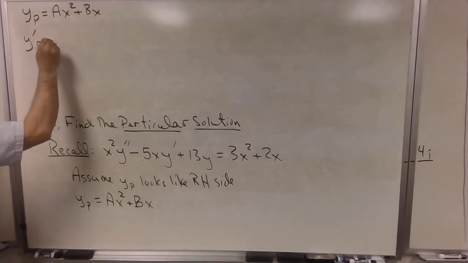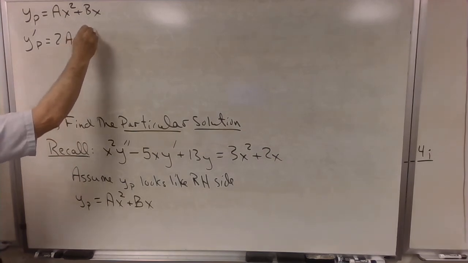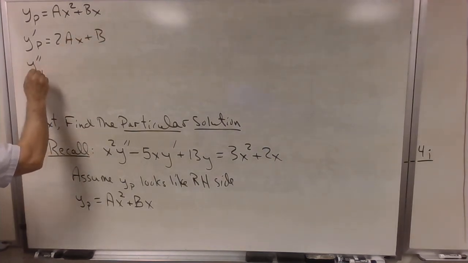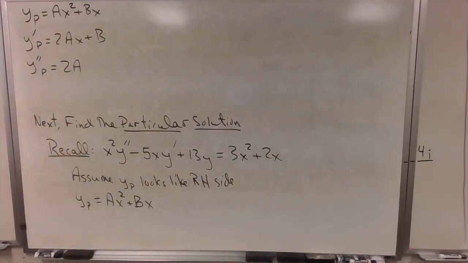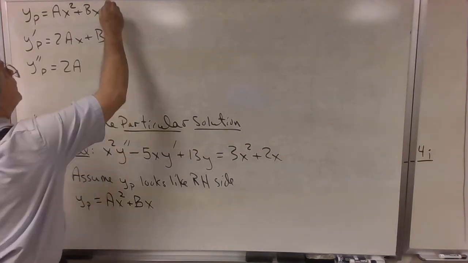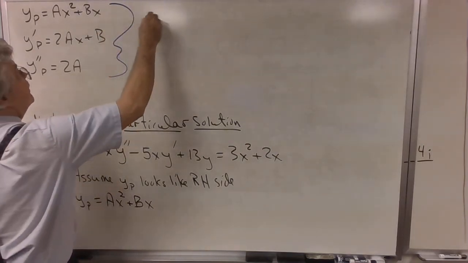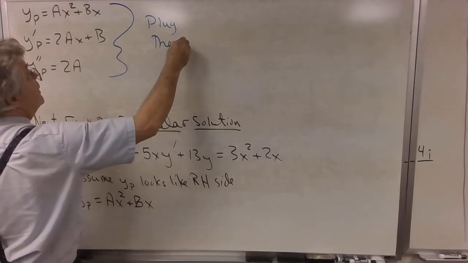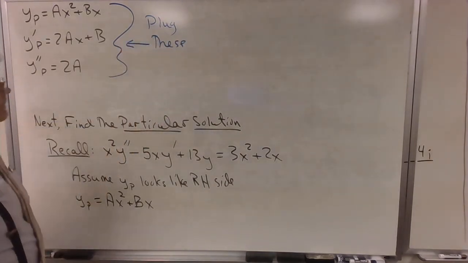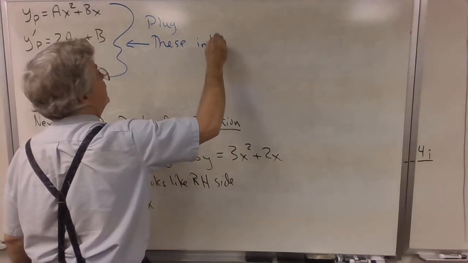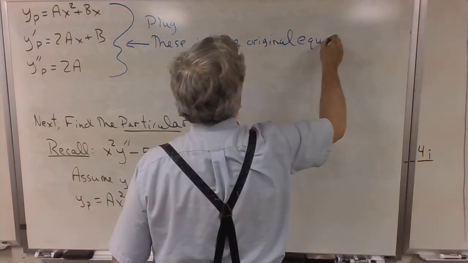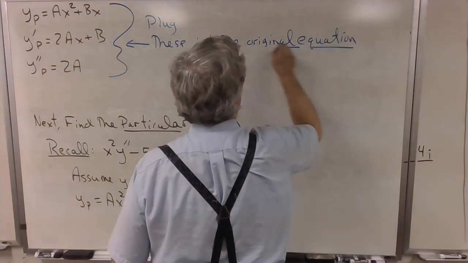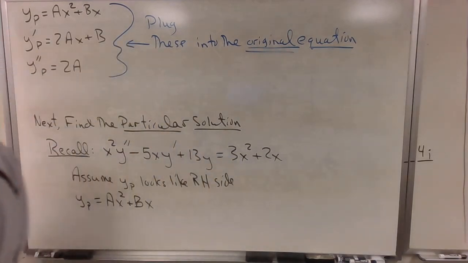Y prime particular is 2ax plus b. And y double prime particular is 2a. And we're going to plug those into the original equation and solve for a and b.